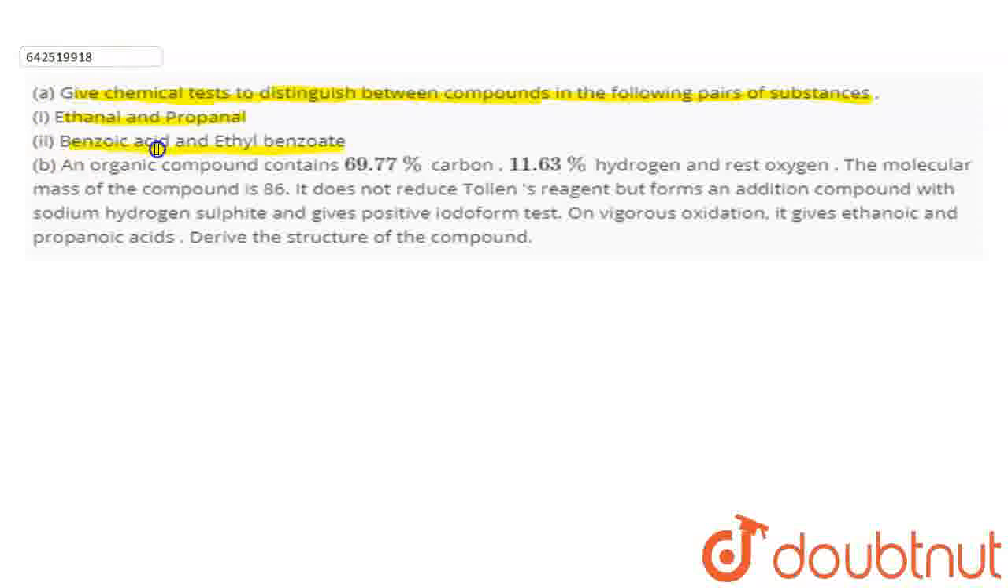Now coming to the second part of the question. An organic compound contains 69.77% carbon, 11.63% hydrogen and the rest oxygen. The molecular mass of the compound is 86. It does not reduce Tollen's reagent but forms an addition compound with sodium hydrogen sulphite and gives a positive iodoform test. On vigorous oxidation, it gives ethanoic acid and propanoic acid. So derive the structure of the compound.